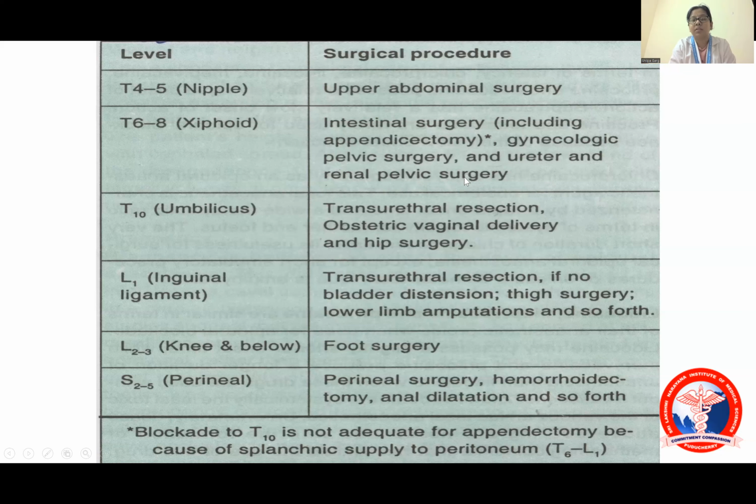pelvic surgeries. Similarly, for transurethral resection or vaginal deliveries or hip surgeries, a level up to T10 or umbilicus level is adequate. Similarly, for foot surgeries, L2, L3 level is sufficient. For perineal surgeries, S2 perineal level is sufficient.